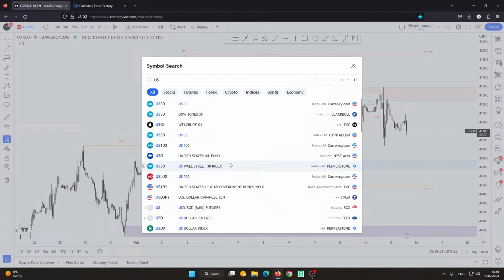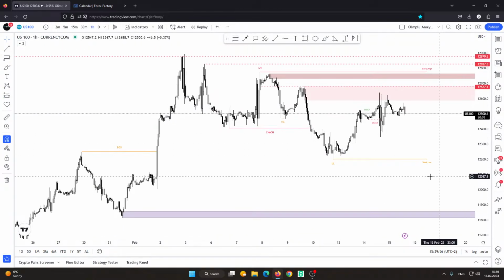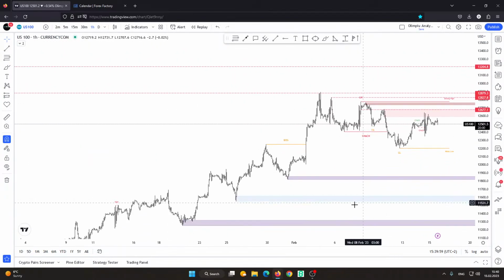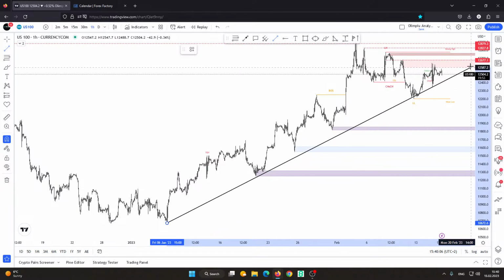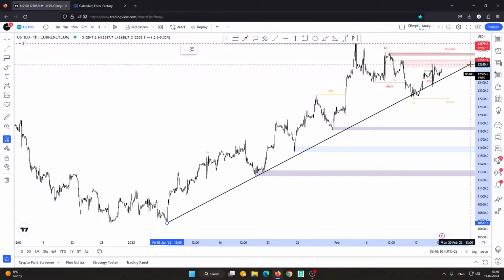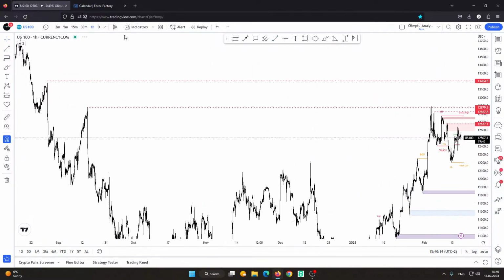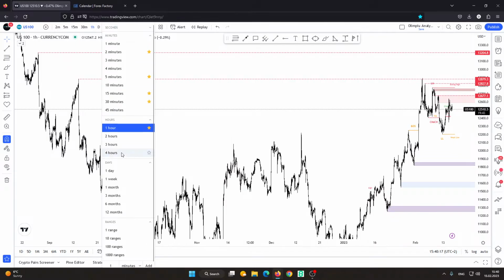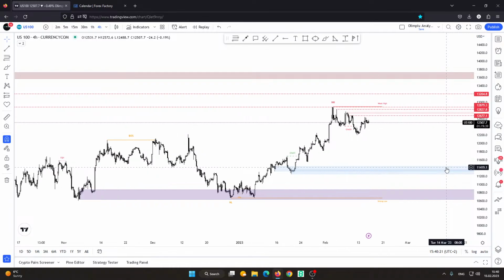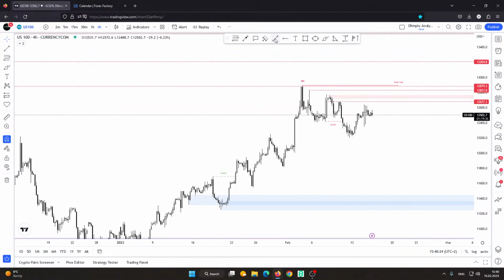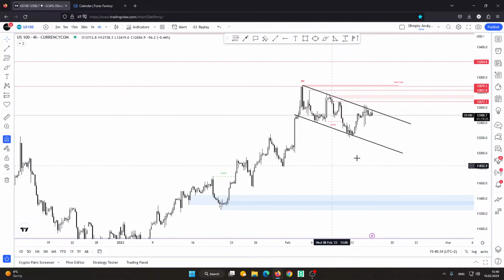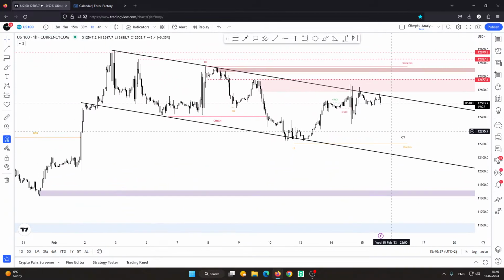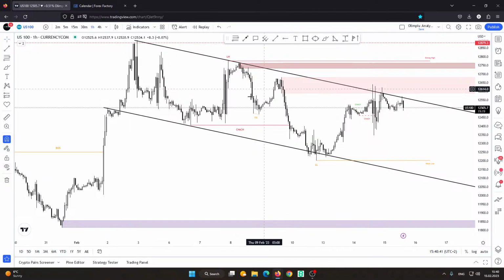US 100 as well. Maybe here, let's take a look. Maybe we have something like a potential selling opportunity on US 100. So right now it has developed a potential flag here, but if we take a look again here on 1 hour, I will delete all these.